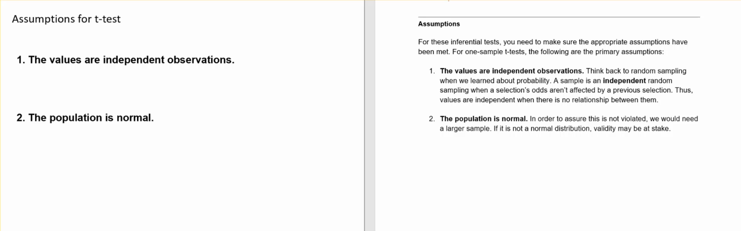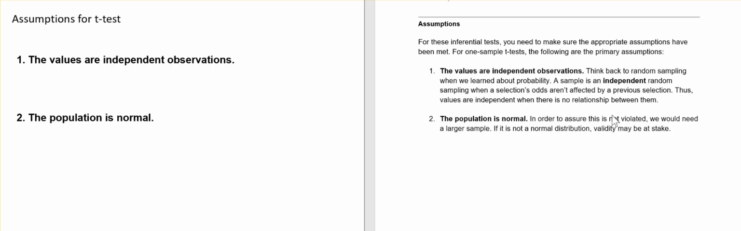And in your walkthrough, it describes in more detail, thinking back about random sampling. When the sample is an independent random sample, the selection odds aren't affected by a previous selection. Thus, the values are independent, where there is no relationship between them.